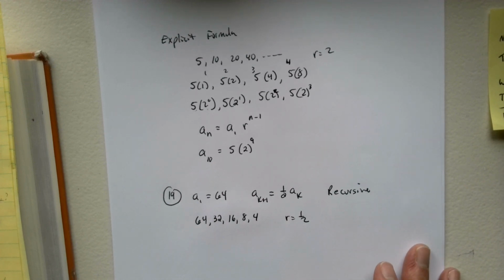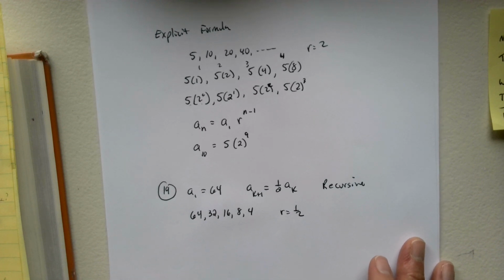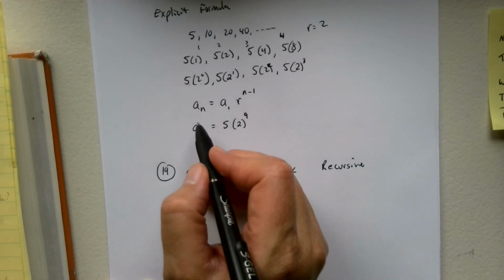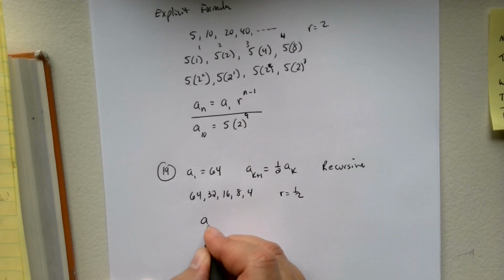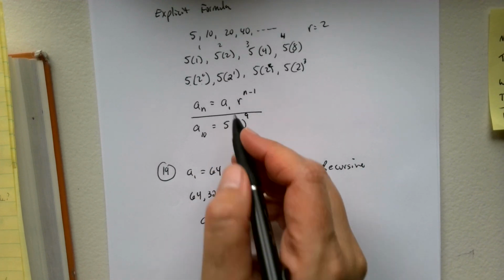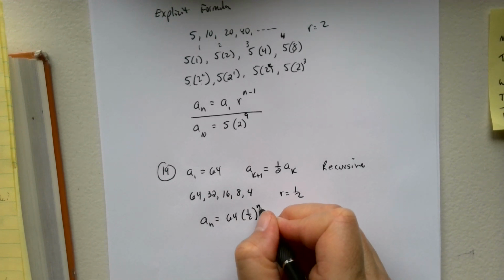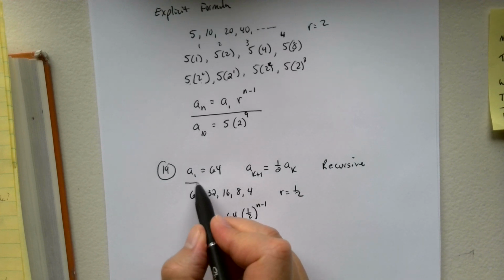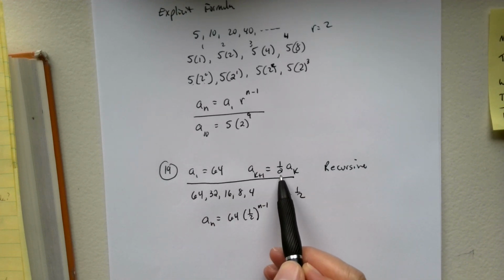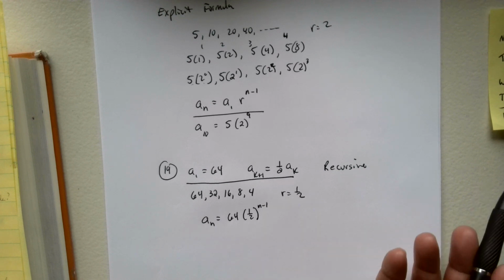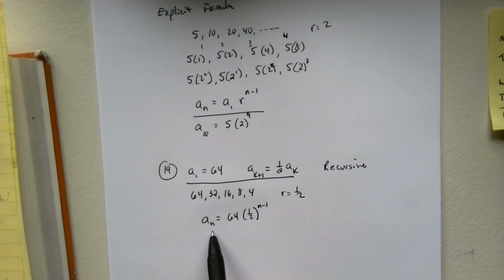And then they want us to write the nth term of the sequence. So they want the explicit formula. So I'm going to use this formula right here. The nth term would be the first term, which is 64, times that common ratio of 1/2 to the n minus 1 power. So the recursive, again, tells you what the ratio is, but you can't use that to find the 100th term. But the explicit version could be used to find the 100th term, the millionth term, any term in our sequence. So that's why the explicit is more useful.